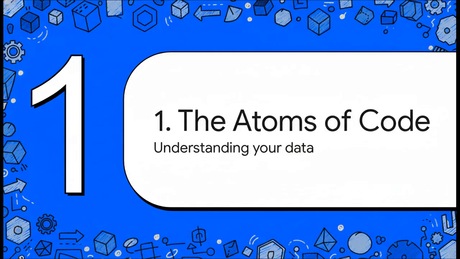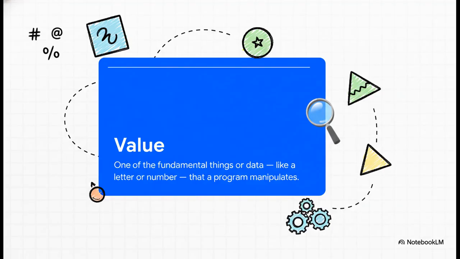Okay, first things first. Before you can build anything, you've got to understand your raw materials, right? In programming, our raw materials, the stuff we're building with, well, that's data. So the smallest, most fundamental thing you can work with is what we call a value. It's just a single piece of information. Could be the number 42, the letter A, or even your name. These are the little Lego bricks we're going to use to build everything else.